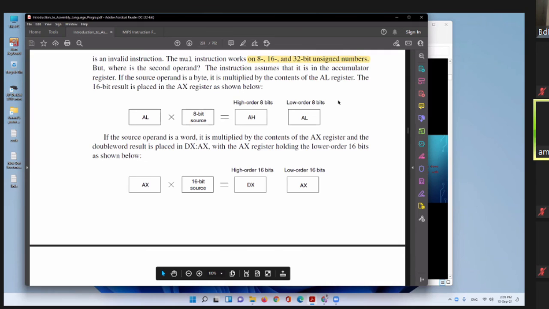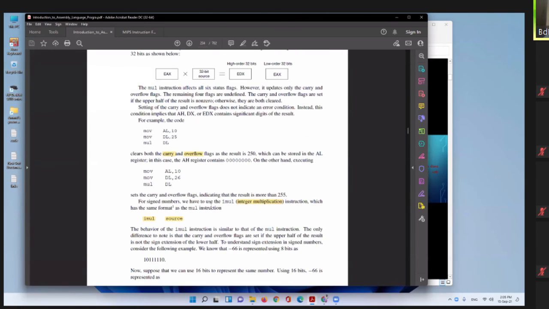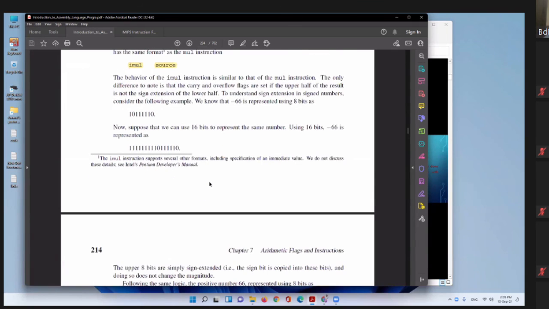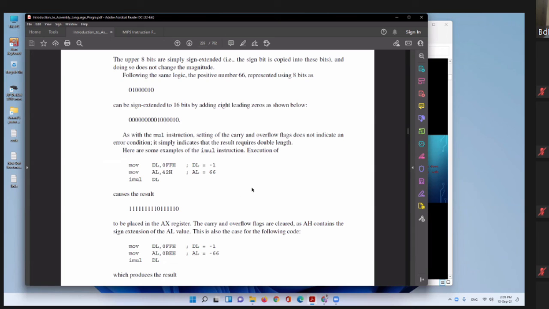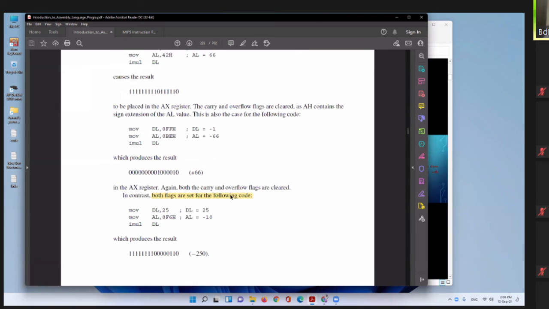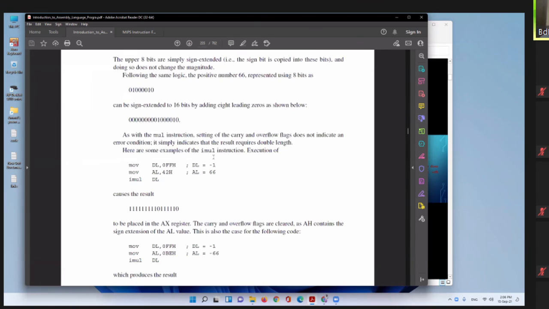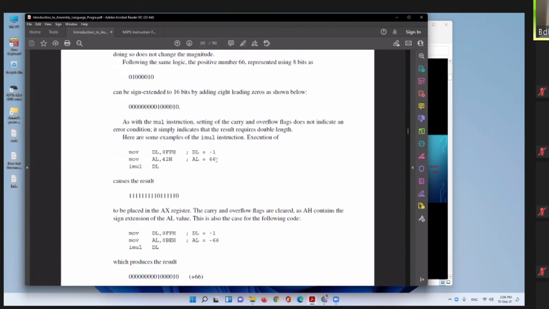Okay, sir. Fine. Anything else, anyone? Sir, the carry and overflow flag in unsigned multiplication and signed multiplication, are they opposite, sir? I have confusion in this. No. Look at this. Let's say, for example, we do multiplication. Let's say this one. We are going to multiply -1 by +6.